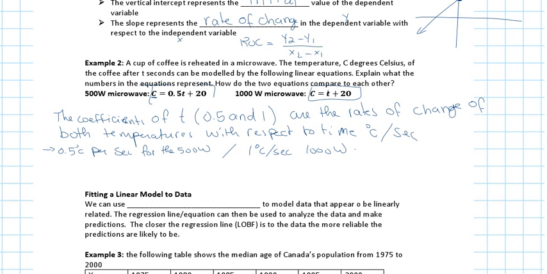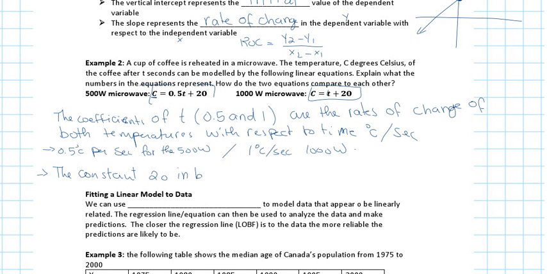And the constant 20 in both equations is the initial temperature of the coffee at T is 0.